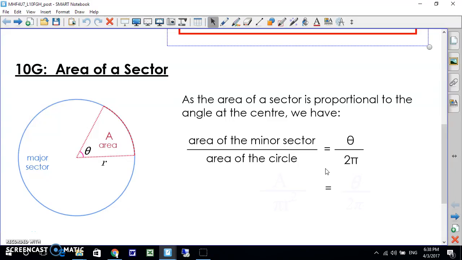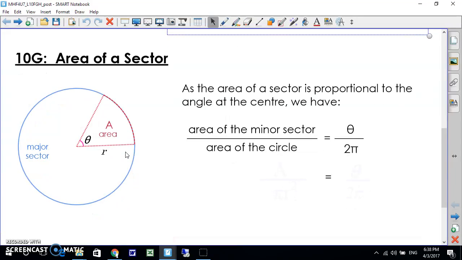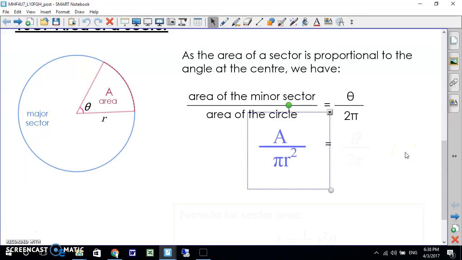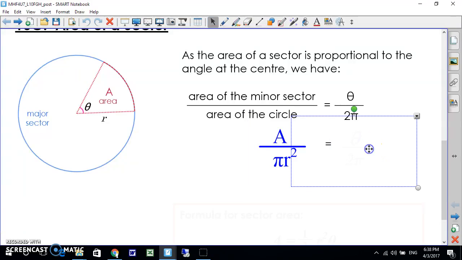Next, we can also look at the area of a sector. So if I call the area of the minor sector A in the same circle, using a very similar approach, we can compare the area of the minor sector to the area of the entire circle, and compare this to the angle subtended by this minor sector theta to the angle in one revolution, 2 pi. So area of the minor sector A over pi r squared, for the area of a circle, equals theta over 2 pi.